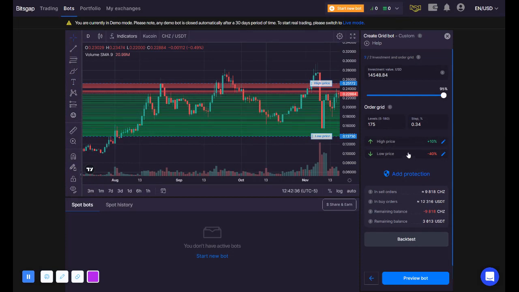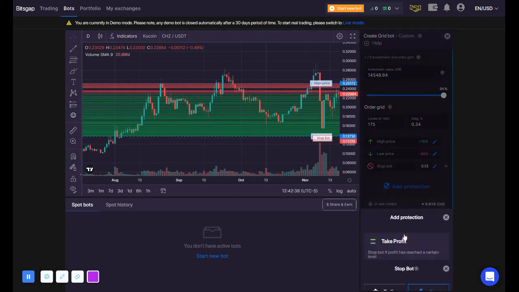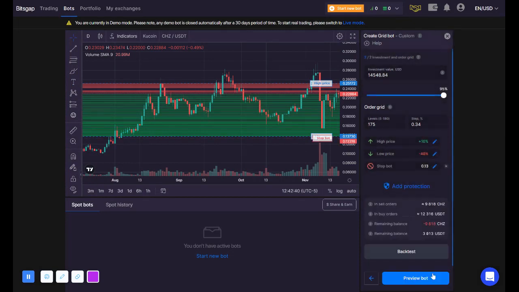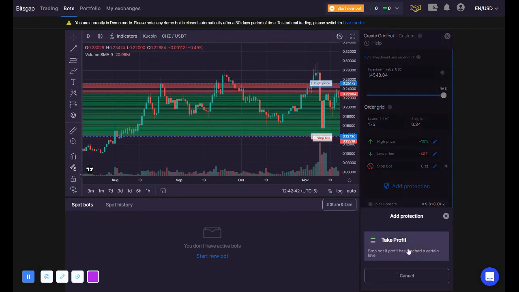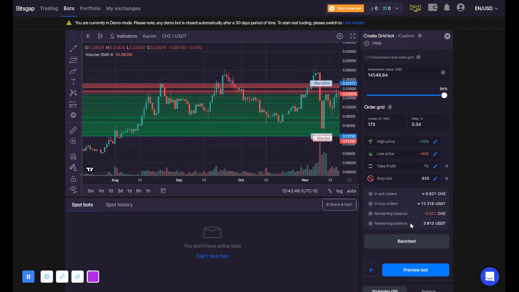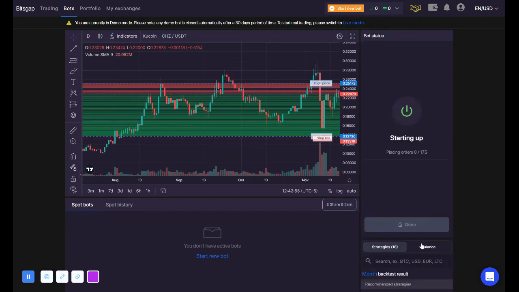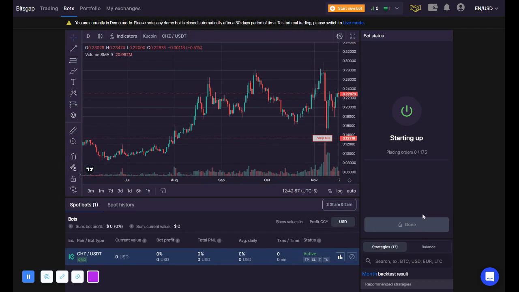Close the window and add protection, stop loss, and confirm. Add one more protection, which is to take profit, and put it as 1%. Again, 1% is the sweet spot. If you can't add take profit, then just monitor the bot and look at the total profit. Press preview and then confirm.